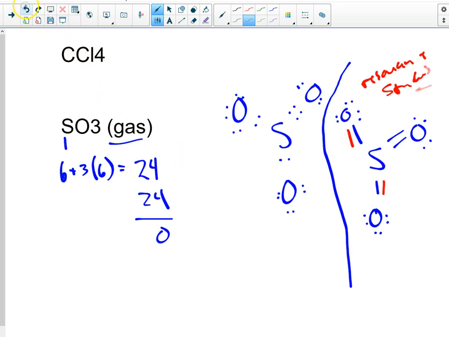All right, just getting rid of some of this real fast. This was our structure, right? And just to make something sort of cool, this is SO3 gas, or sulfur trioxide. But all year we've had SO3 minus 2 as a polyatomic ion called sulfite. We were okay with that, right? Well, why do you think it usually is a minus 2 and not SO3 gas?